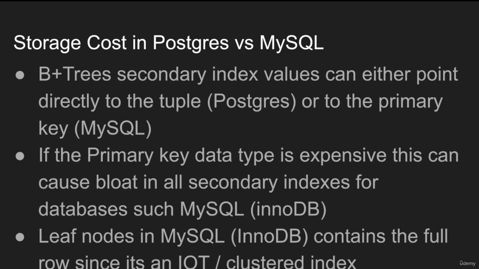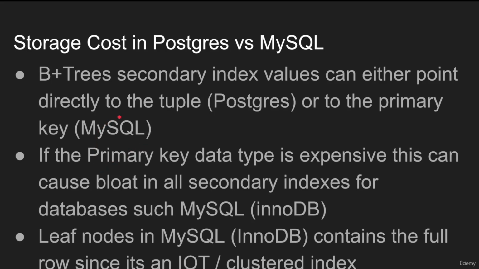So if you have a secondary index and this secondary index points to the tuple, then the tuple pointer is really not that large, right? Because it's a fixed size. I believe it's 32-bit. I might be wrong, it might be 64-bit, but that is the pointer. While the MySQL secondary indexes point to the primary key.